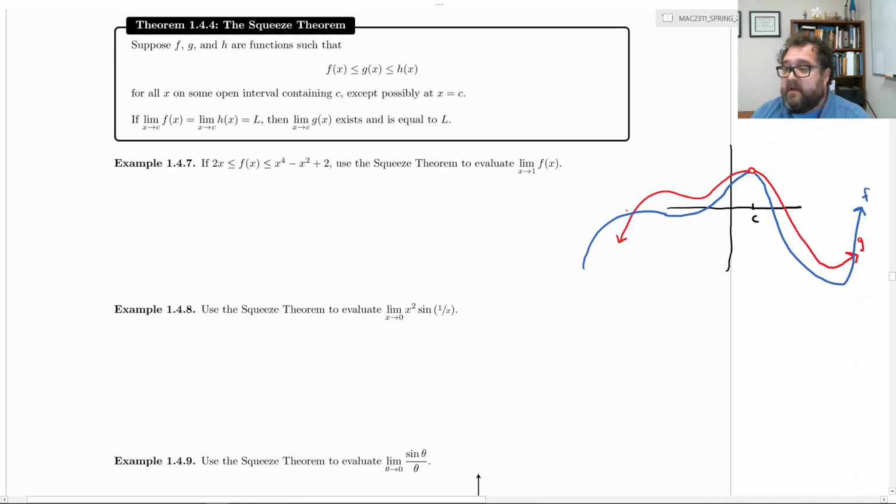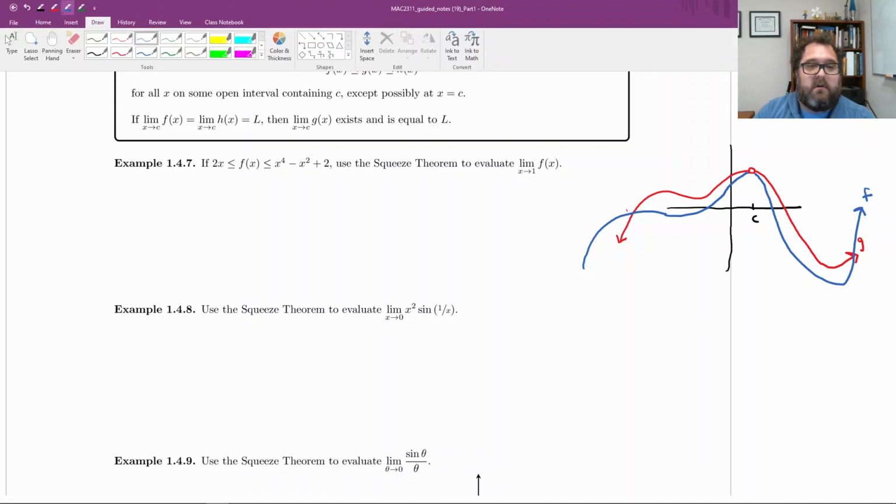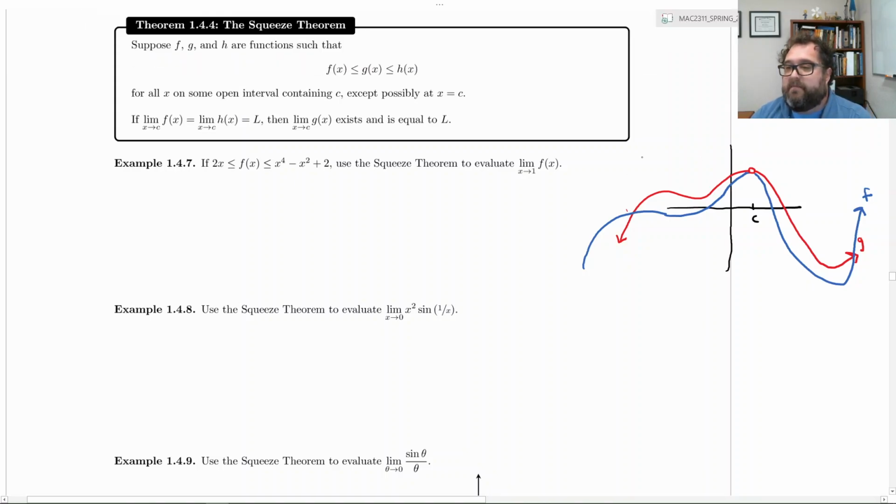Okay, so there's f. And now maybe let's put h over here, in green. We already have g. H, something like this maybe. That's a very ugly function, but you get the idea. Here's h. Now what we're saying here with the squeeze theorem is this.